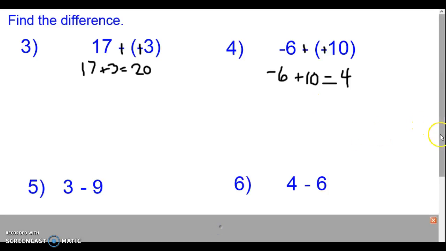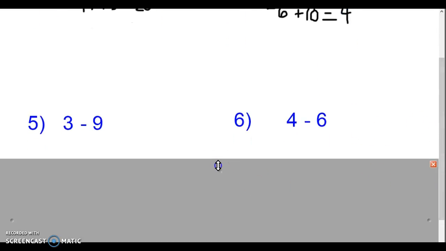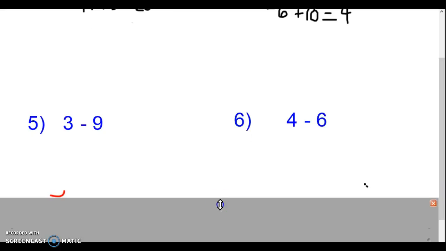Okay, this next one says 3 minus 9. And a lot of you might think 6 because you're thinking of 9 minus 3. So I'm going to keep the first one, keep, change, change. So I'm going to change this to an addition sign, and then I'm going to change my positive number to a negative number. Or you can say you're going to add the opposite. So I'm adding, and then what's the opposite of a positive 9? It is a negative 9. So 3 plus negative 9.